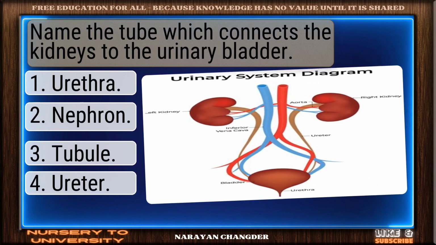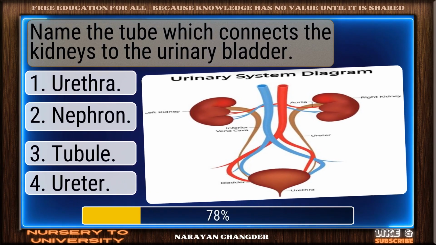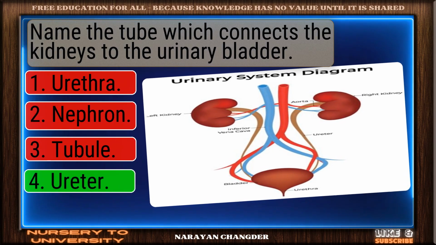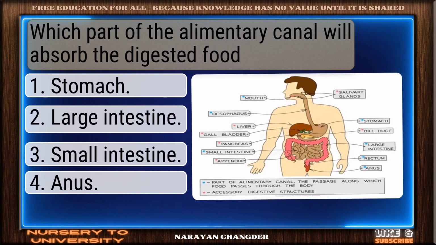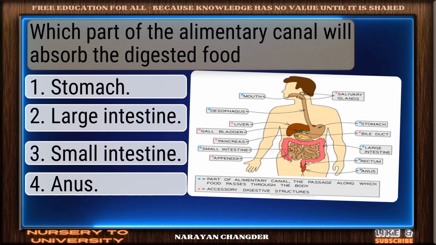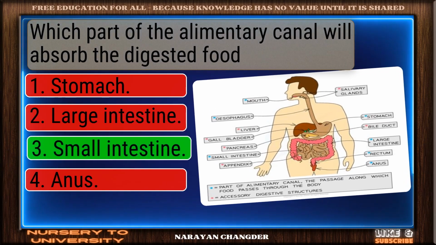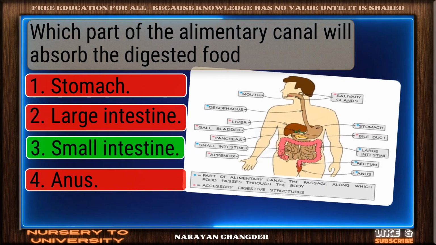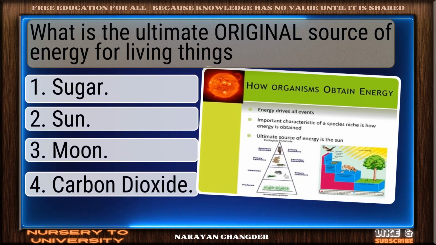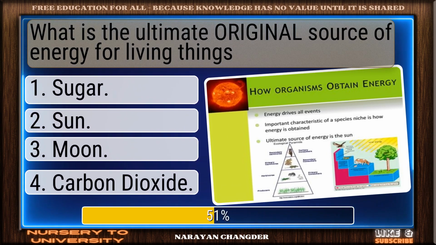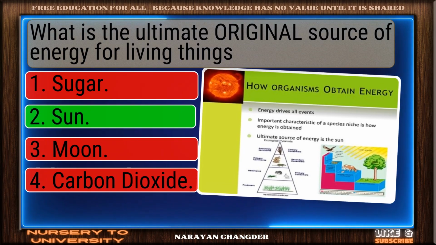Name the tube which connects the kidneys to the urinary bladder. Perfect. Ureter is the one. Which part of the alimentary canal will absorb the digested food? Right choice. Small intestine is best. What is the ultimate original source of energy for living things? Well picked. Sun is correct.